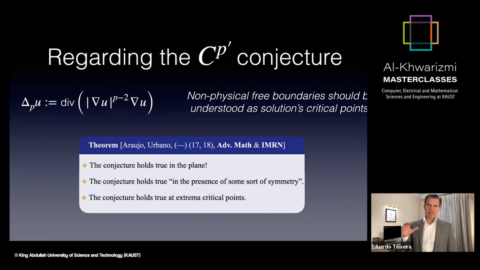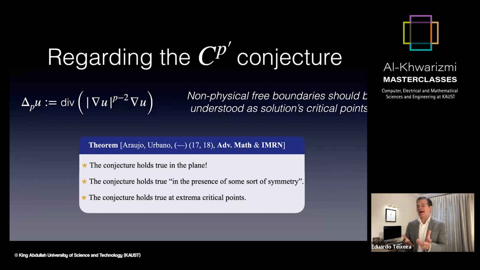And also, if the solution is prevented from having, it can only have extreme critical points, in other words, local max or local min, then the conjecture is also true. Okay, so basically, the only case in which we were not completely able to prove the conjecture is when solutions have saddle points, so critical points of the saddle type.